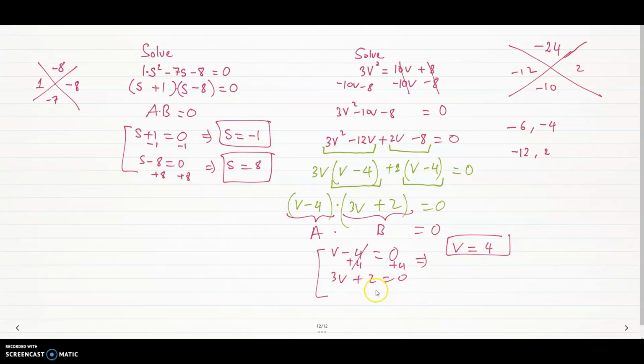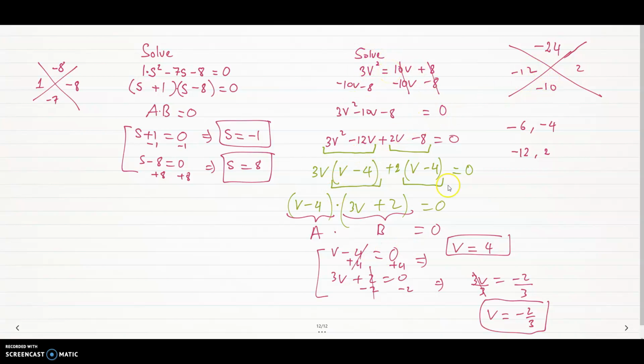And then for this one, we have to subtract 2 from the right hand side first, so that 3v equals minus 2, and then divide by 3, so that we can isolate the v. On the left hand side, v equals minus 2 over 3, and v equals 4 and v equals minus 2 over 3 are the solutions to this quadratic equation. And then you check back the answers, 4 and minus 2 over 3, in the original equation. You should get the left hand side and the right hand side to be equal.